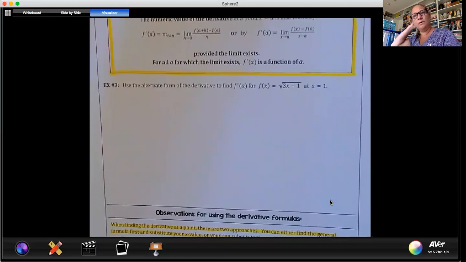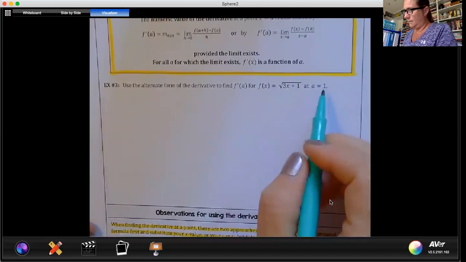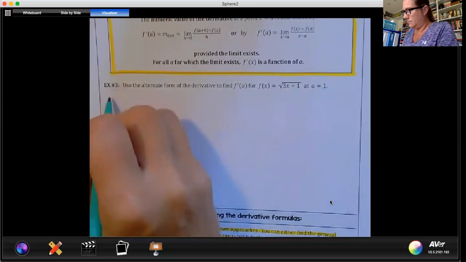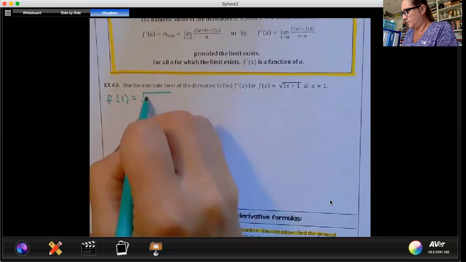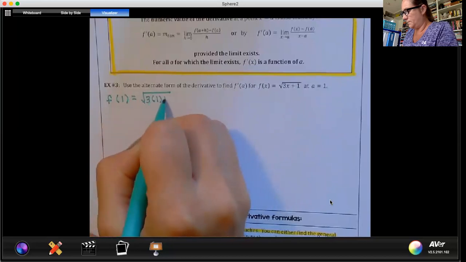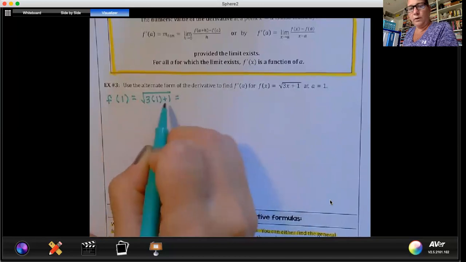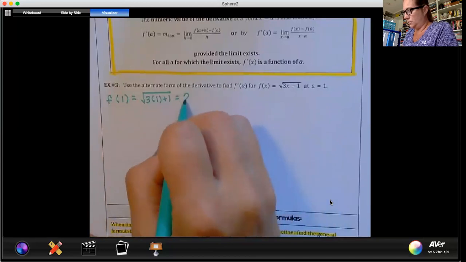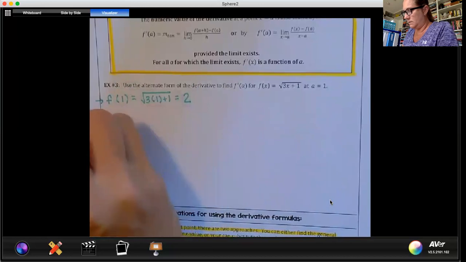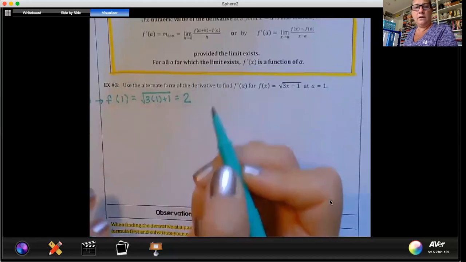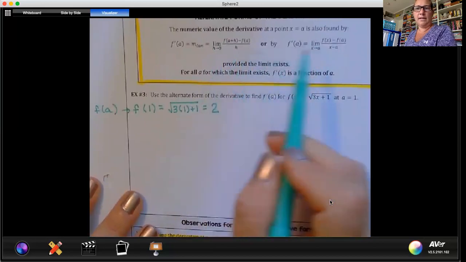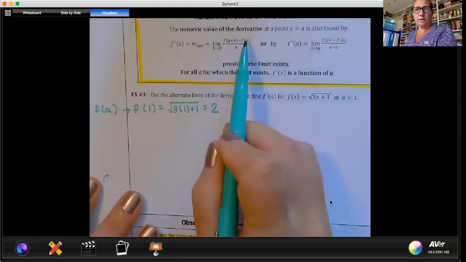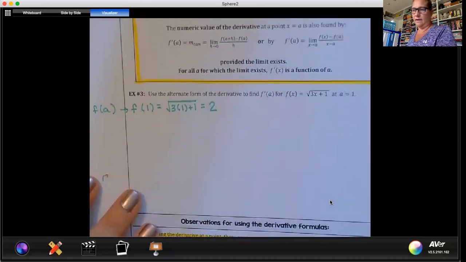Pay close attention to what we're doing here. It will really help you out on our last example. So we're going to start by finding f of 1. That's the square root of 3 plus 1, square root of 4 is 2. So what we have just found here is f of a. And you'll notice in both of our alternate forms, f of a is required. Right there and right there. So we've just found f of a, f of 1.